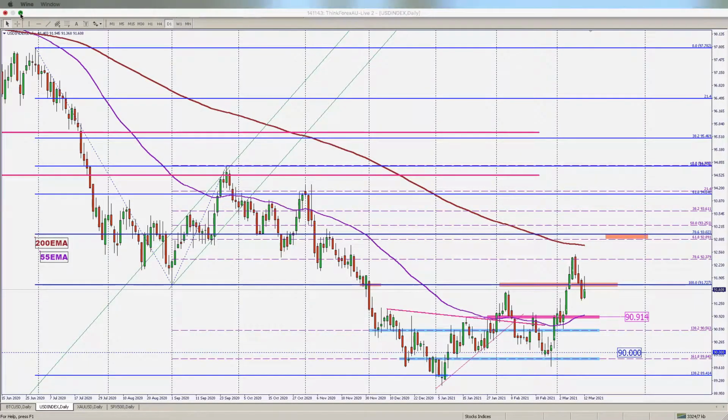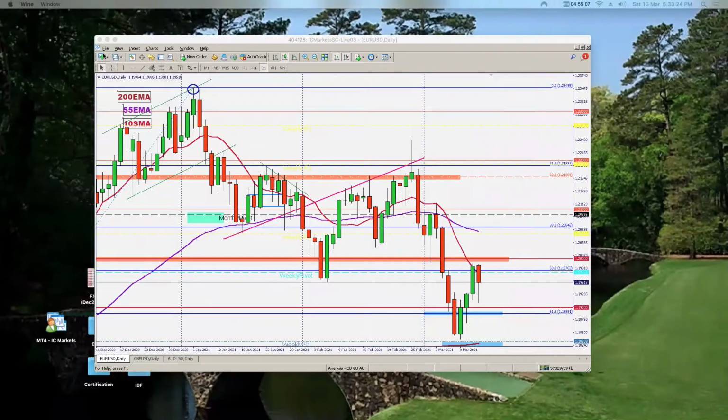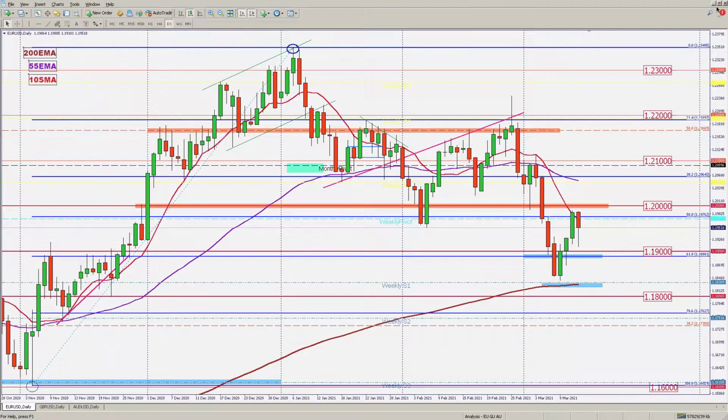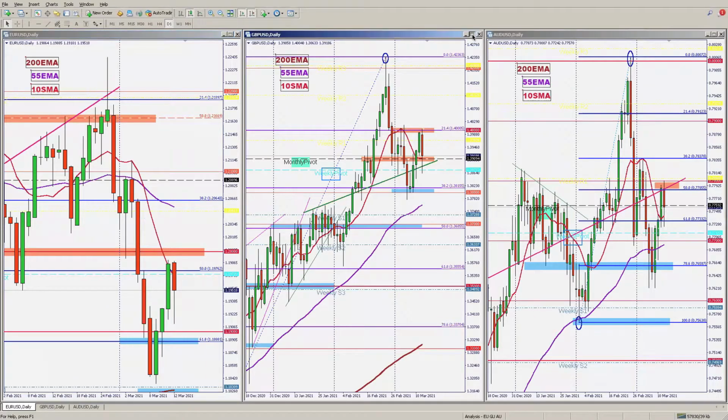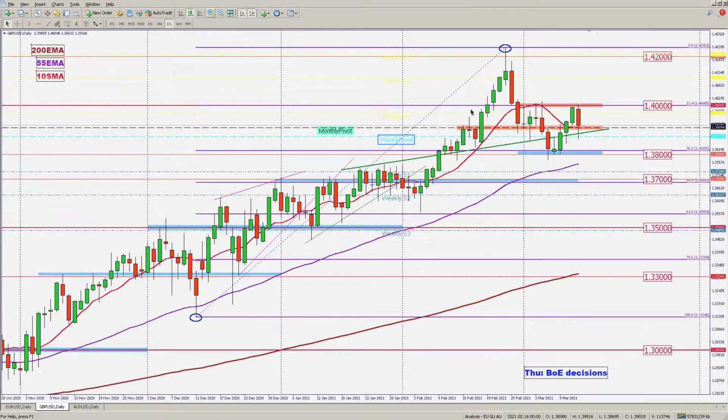Okay, let's move back to the cable, and the pound sterling was well supported at the 138 area, which is also at the 38 Fib retracement, and managed to climb back up to test the 140 before pulling back on Friday back to the weekly pivot, but then settled at the monthly pivot area.